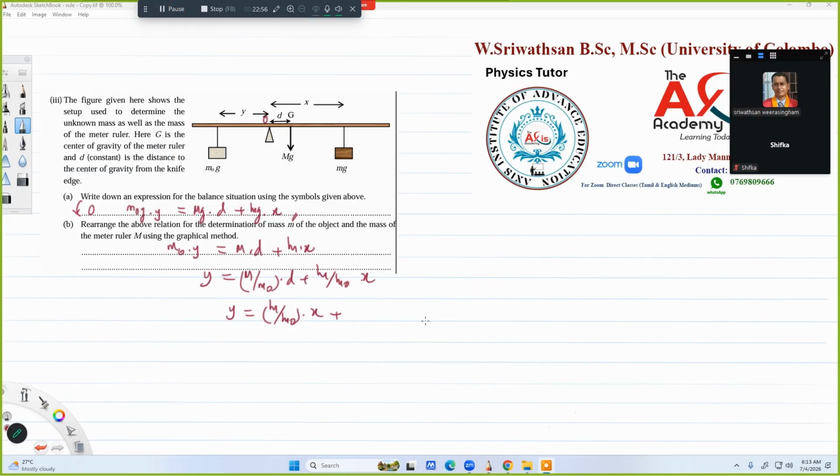So we can rearrange like y is equal to m over m naught times x plus capital M over m naught times d. They have stated d is constant. So d is constant, capital M is the mass of the meter rod, that is constant. m naught is the known mass, that also constant, because throughout the experiment we are keeping m naught and m unchanged. This is unknown mass, that also constant. So this is in the form of y is equal to mx plus c.